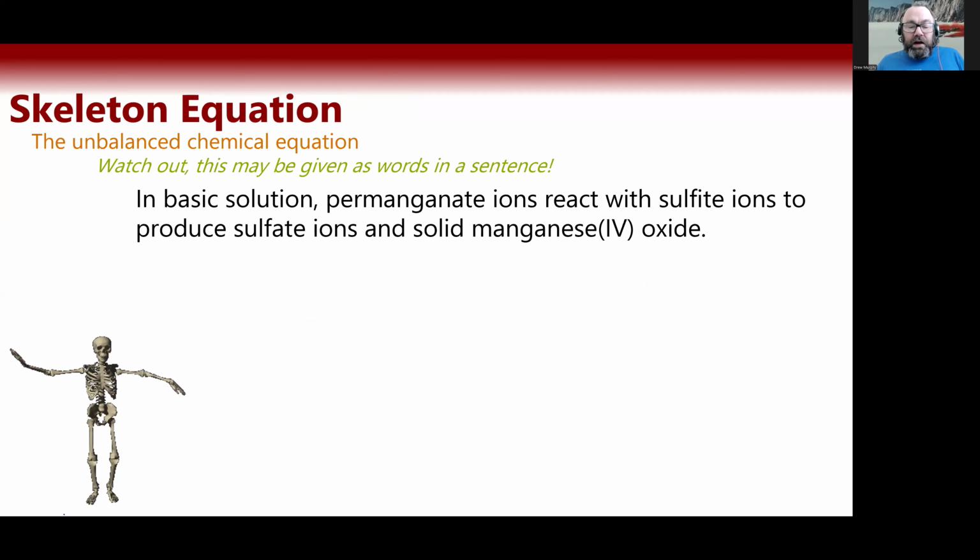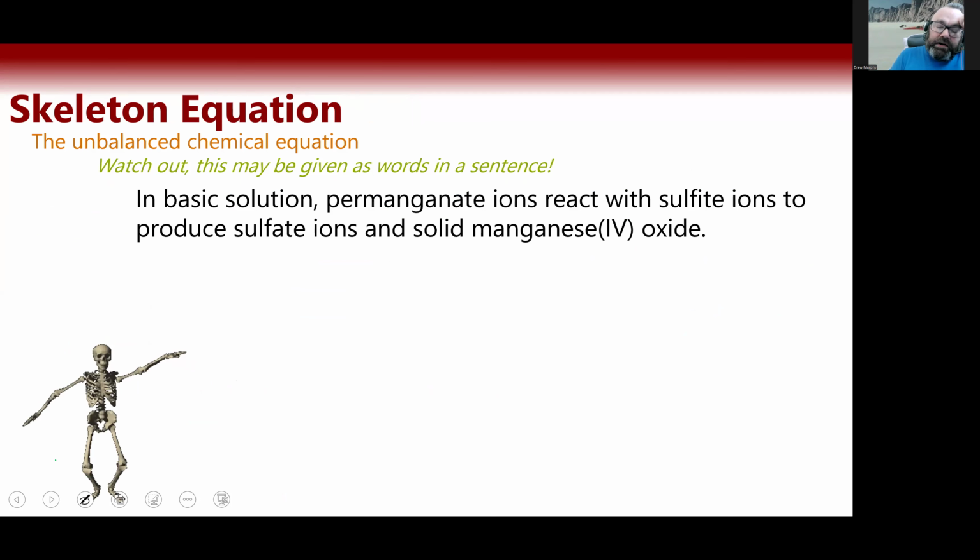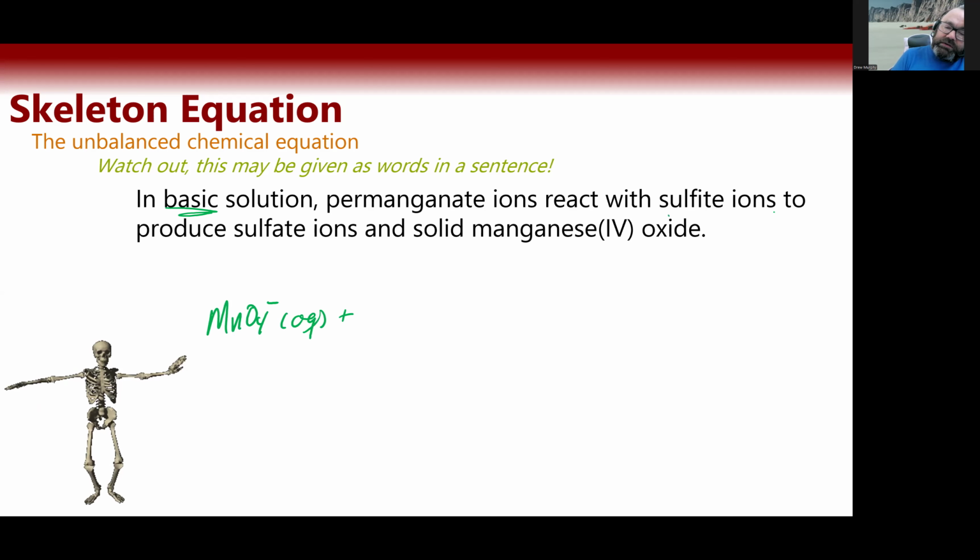Again, we're going to have to write a skeleton. So again, I was mean, so we're going to have to remember how to name stuff. But here we have a basic solution. We got to make sure we know that. We have permanganate ions again. So that's MnO4 minus aqueous, reacting with sulfite. We did permanganate. We have sulfite. Sulfite is SO3 2 minus. Remember, just go through those polyatomic ion sheets.